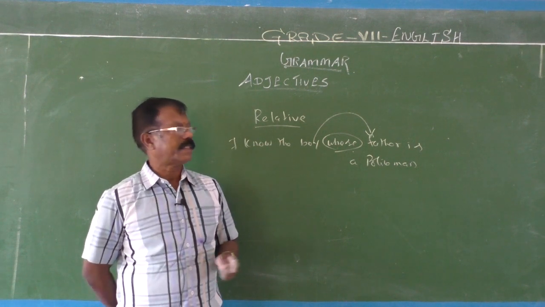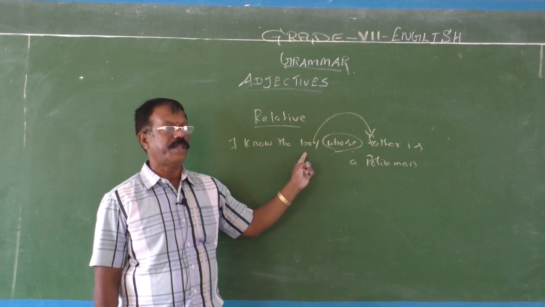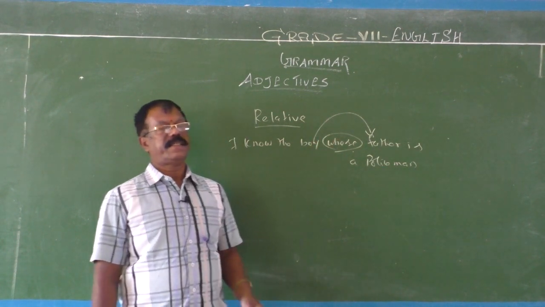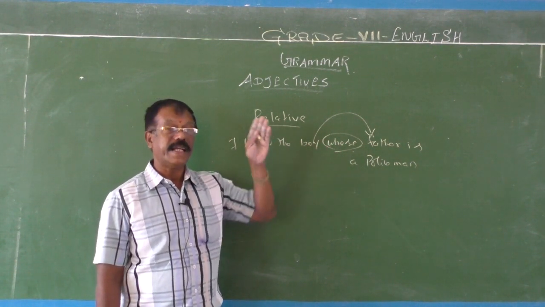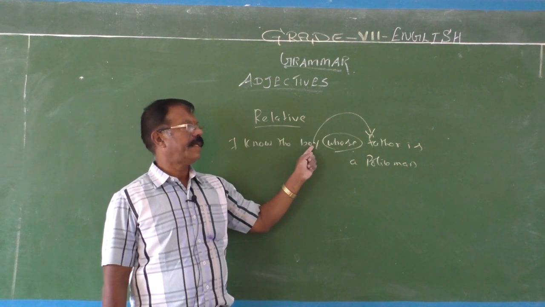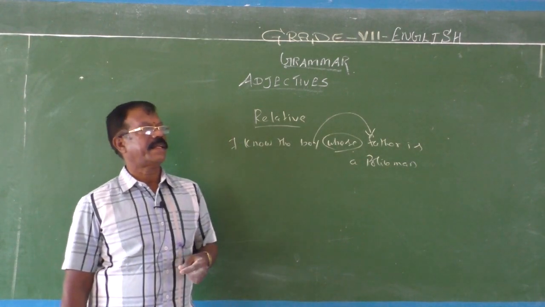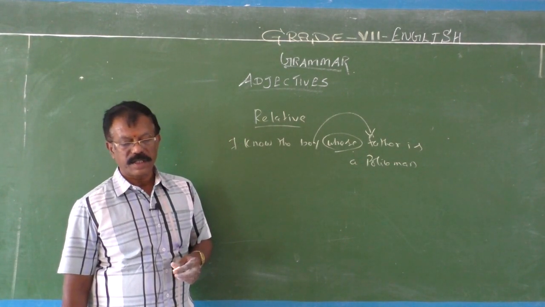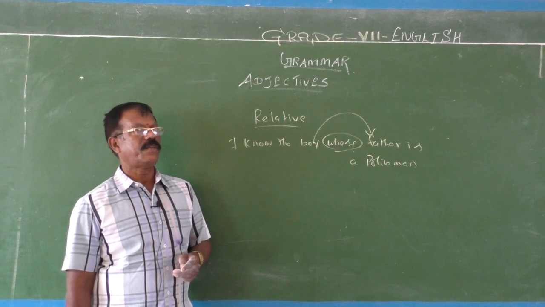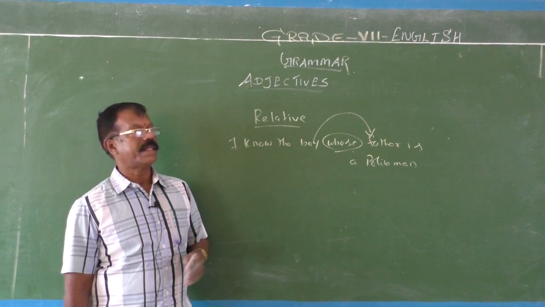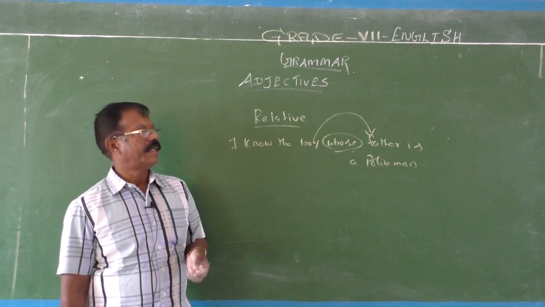So a relative adjective is a word that comes to relate the noun that comes immediately before it with the rest of the sentence. Here in this sentence, the relative adjective whose connects the immediate antecedent boy with the rest of the words in the sentence. Therefore, it is called a relative adjective. So, what is the function of a relative adjective? The function of a relative adjective is to relate its antecedent with the rest of the words in the sentence. Therefore, they are called relative adjectives.